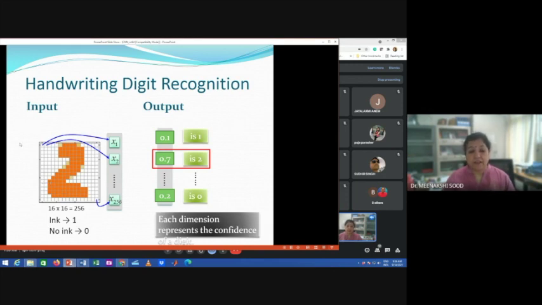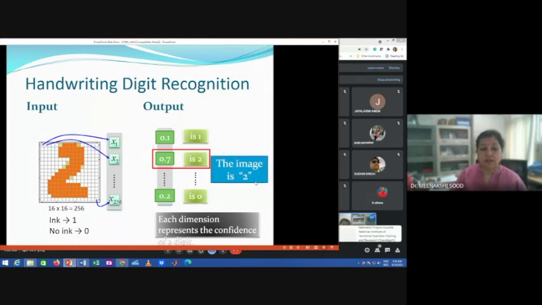So if I take this example, this was given to the classifier machine, and it was seeing the output maximum was 0.7, which corresponds to number 2. So the machine will give us the result that this image belongs to, or this image is 2. Okay, so this is how handwriting recognition goes on. This is the one simplest example which I have taken.